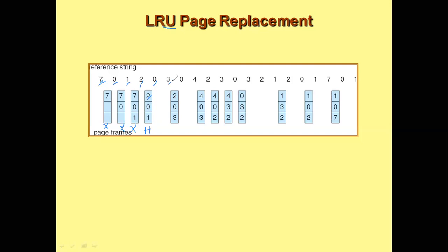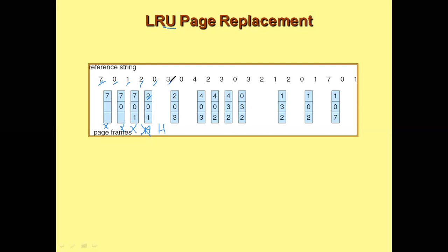Now coming to 3. At this point, the replacements in LRU change from FIFO. As I said, in FIFO, you did not consider the page hit. Sorry, this is a page hit for 0 and this is a page fault. You did not consider the page hit for finding the replacement. But in LRU, you need to consider this. This is the only difference between LRU and FIFO.